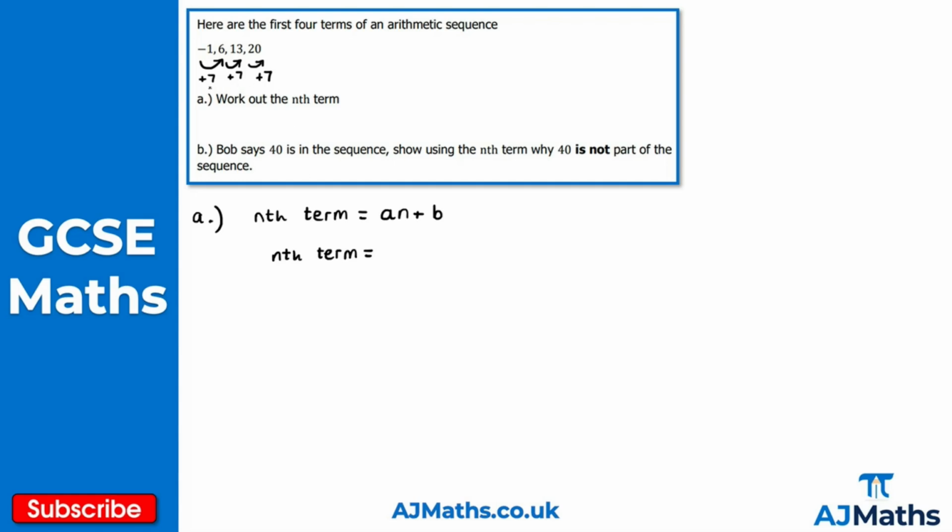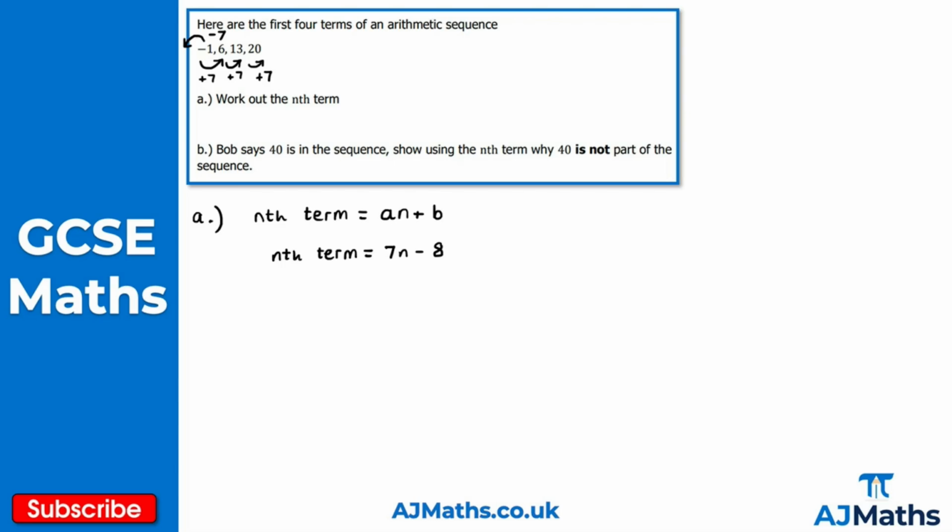Because that's the difference between each term, it's 7n. And then for the plus b here, we just go back one term. So if we go back from -1, what would come before it? Well, if we're going back a term, we just do the opposite. If we added 7 to get to the next term, going back one term we just subtract 7. So -1 minus 7 gives us -8 there.